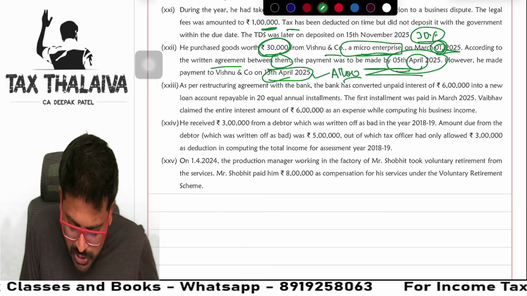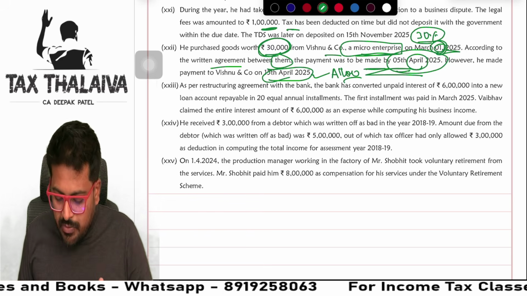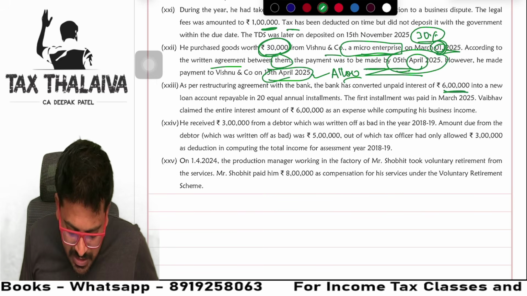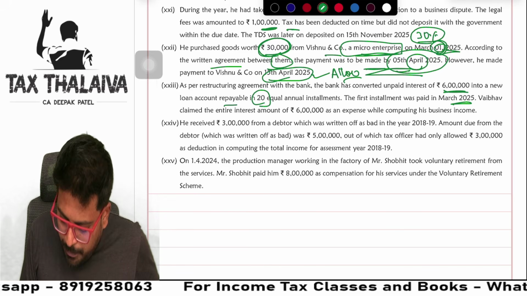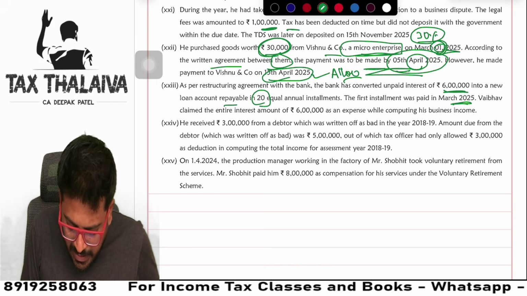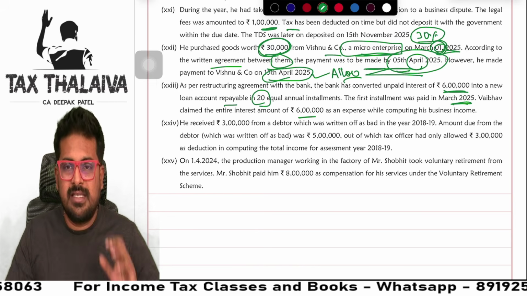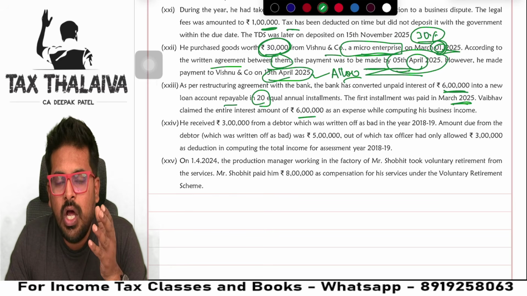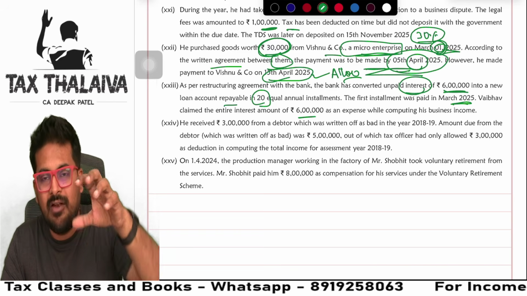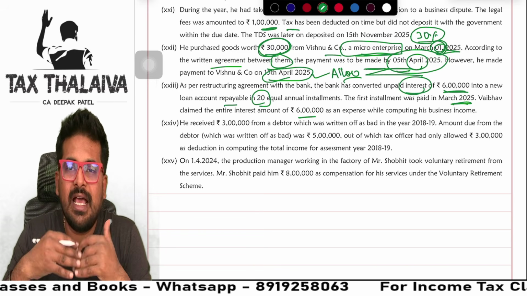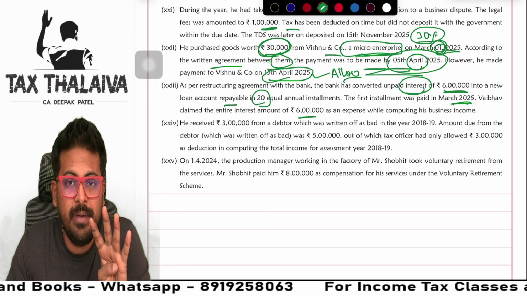Next, as per a restructuring agreement, the bank has converted unpaid interest of 6 lakhs into a new loan account repayable in 20 equal installments. First installment paid in 2025. Vaibhav claimed the entire expenditure of 6 lakhs. Guys, if you convert interest on a loan into a loan itself, it will not be treated as payment made as per section 43B.